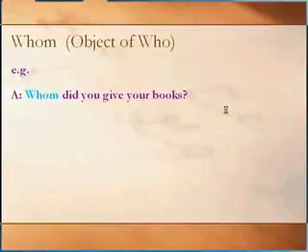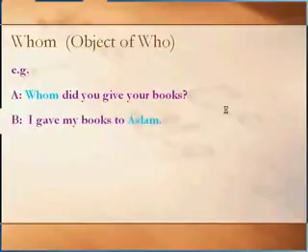So whom did you give your books? Here I want to know the person receiving the books. So the indirect object, I want to know the indirect object. B: I gave my books to Aslam. So you can see that whom represents Aslam, which is an indirect object. Whom is not the subject, right? Whom is the indirect object. In the sentence I gave my books to Aslam, Aslam is the indirect object who received the books, right?